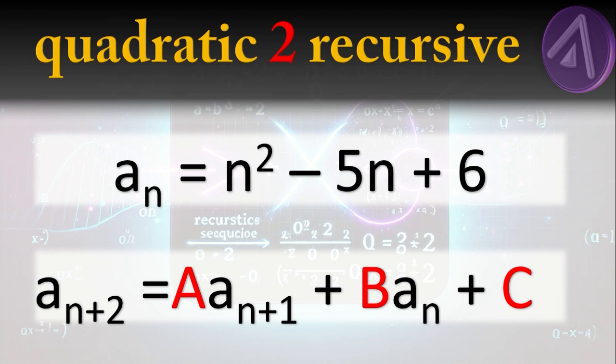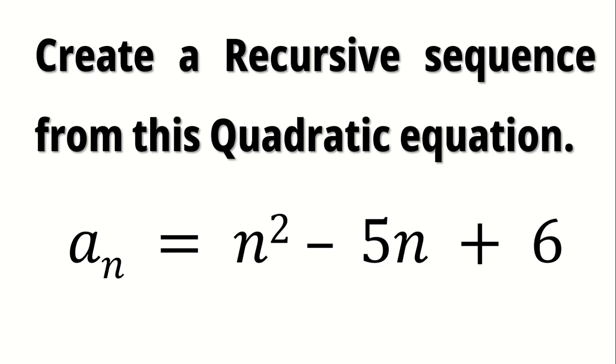Today we have another video about how to change a quadratic equation into a recursive relationship. Here we have a quadratic equation, a_n equals n squared minus 5n plus 6, and we plan to convert it to a recursive equation in which every parameter has a special coefficient. So let's read the question. The question said, create a recursive sequence from this quadratic equation.